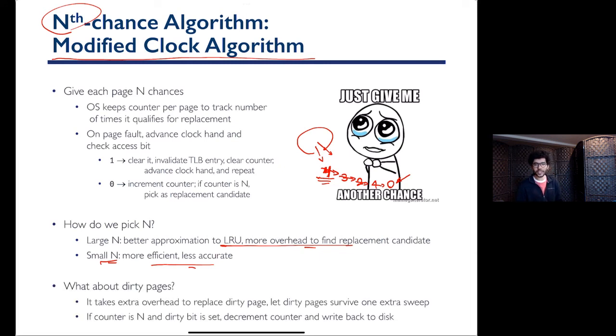What about dirty pages? One of the things that you can do with dirty pages is to give them an extra chance. So let's say you get to 0, but then you see that the dirty bit is set to 1. You could count this as an extra chance. So at that point, you start writing back this page, and you set the dirty bit to 0.